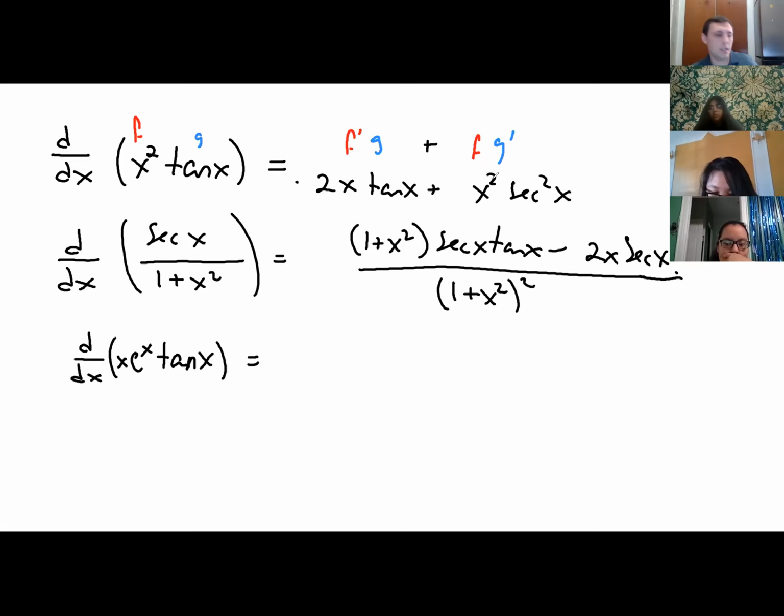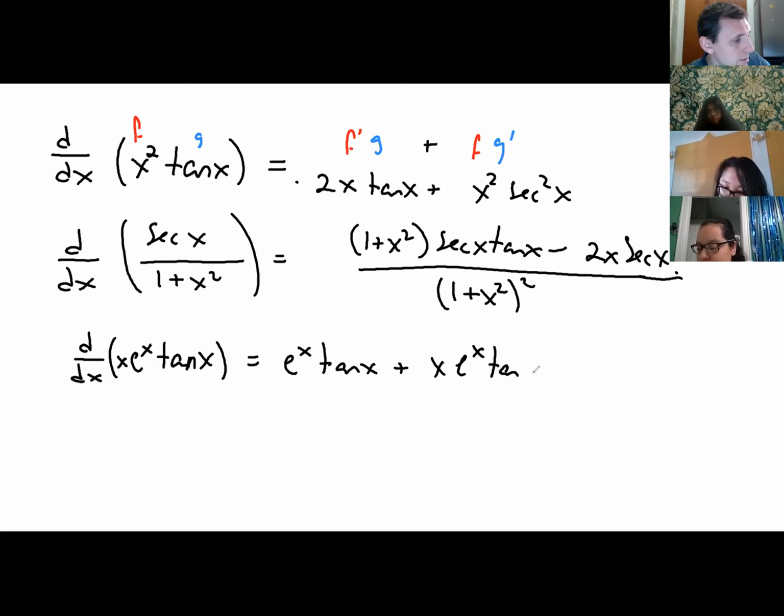All right, ready, guys? So this is a triple product. Good. So you just do the same thing, but with a triple product. So it's e to the x tangent x plus x e to the x tangent x, because here the prime was here, then the prime is here, and finally it is x e to the x secant squared x, because the prime is there. Good.